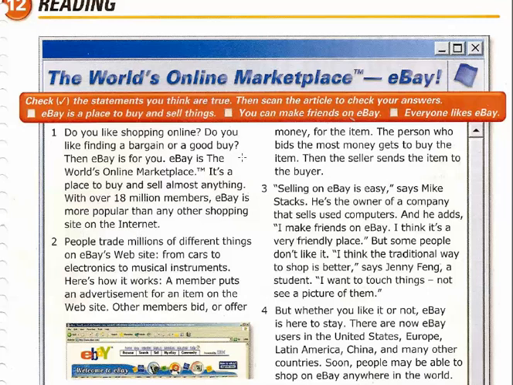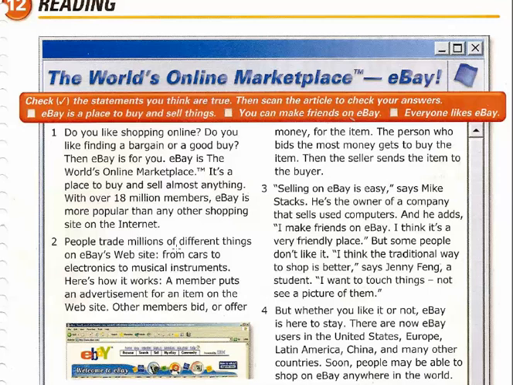eBay is the world's online marketplace. It's a place to buy and sell almost anything, with over 18 million members. eBay is more popular than. Here in this reading we have an application of our grammar lesson about comparison. eBay is more popular because popular is a long adjective. Here it's preceded by more and followed by than: more popular than any other shopping site on the internet.